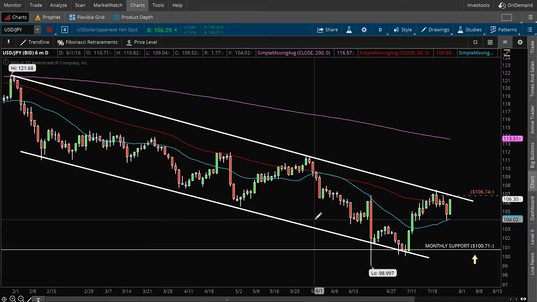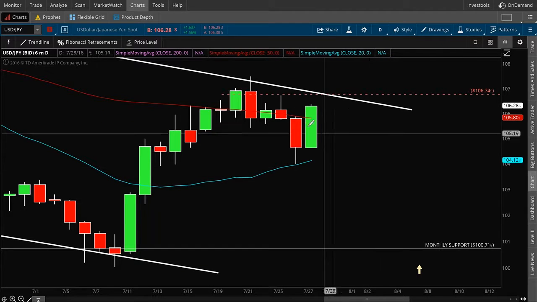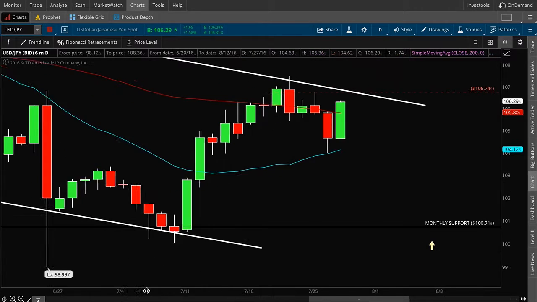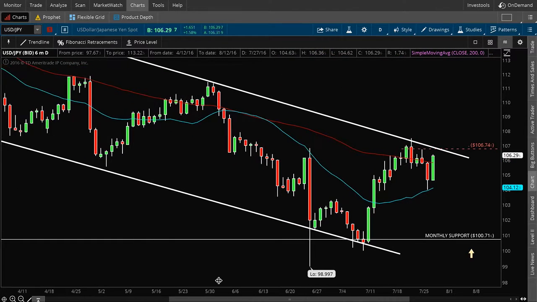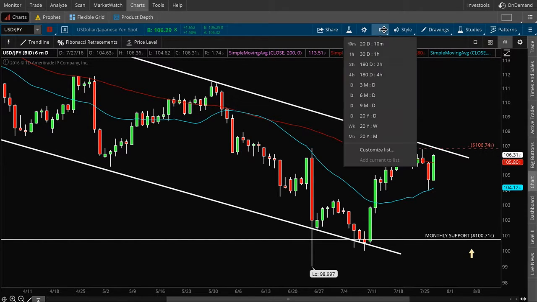And if you look at the daily, we are engulfing this candle here, the previous day's candle. Really strong move to the upside. There is an FOMC announcement tomorrow, so be careful with that, as I mentioned in last night's video. But really nice trade there.